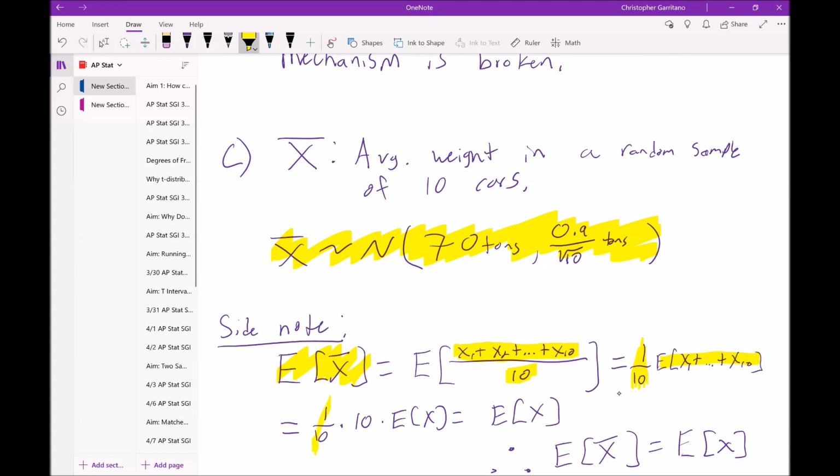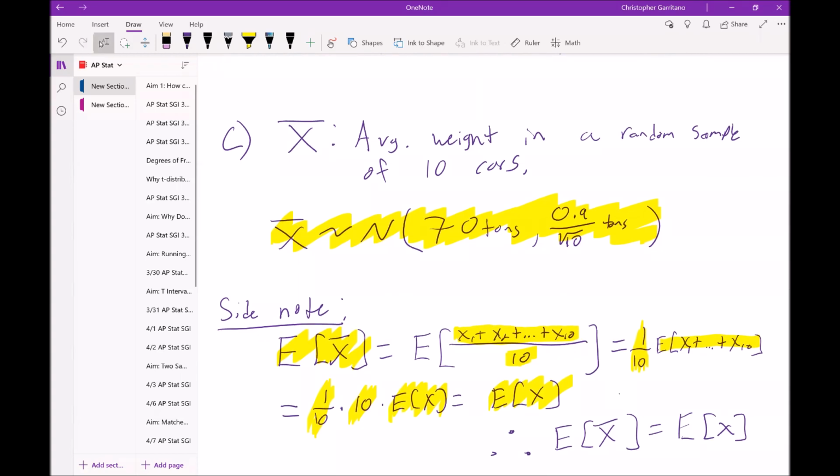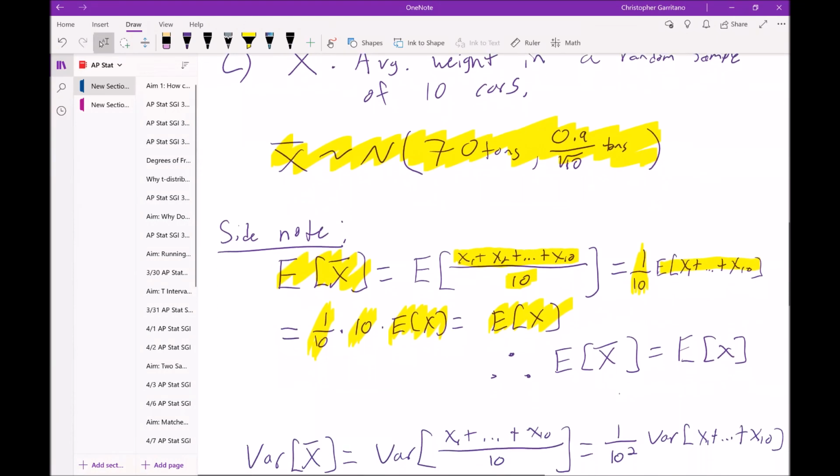So we have 1/10 times 10 times the expected value of x. And of course, that just simplifies to the expected value of x. So that is the derivation of why the expected value of x bar is equal to the expected value of x. For standard deviation, I start with variance, and then I'm going to eventually find the square root of the variance to get the standard deviation.